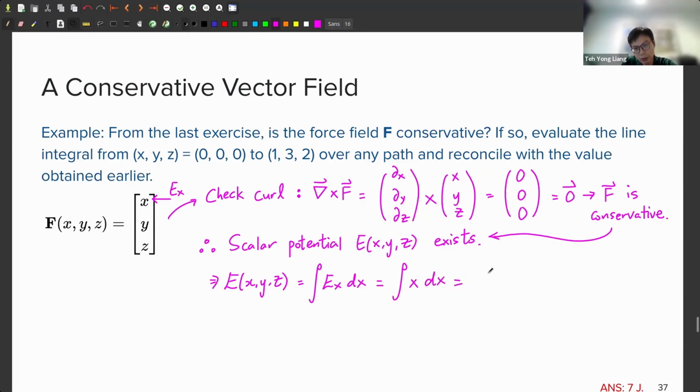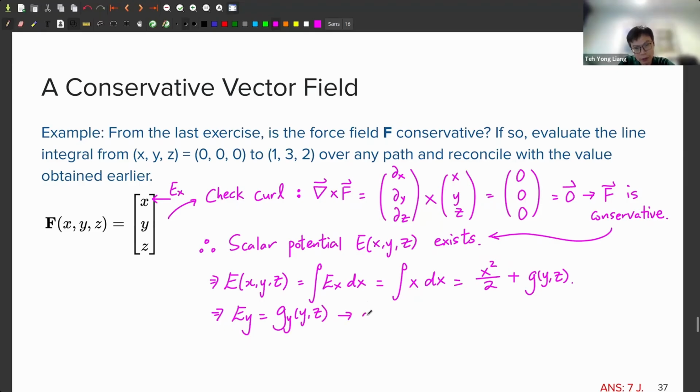Integration of x dx is going to be x squared over 2. But remember, you don't just put x squared over 2, because you integrate with respect to x and your function can be a function of y and z as well. Therefore, you must put in a g of y and z, some function of y and z, because if you differentiate this g of y and z with respect to x, you get 0. To find this g, you differentiate, so E sub y is going to be G sub y of y and z.